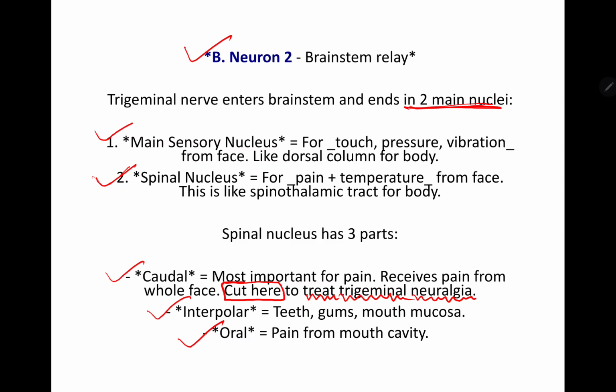Trigeminal neuralgia is when you have these shocking, continuous electrical impulses. You have to cut a certain portion to control it, so surgery should be done. The exact cut is the caudal part to treat trigeminal neuralgia. Next is the interpolar, which is for teeth, gums, and mouth mucosa. Next comes oral, which is pain from the mouth cavity. So these are the three parts of the spinal nucleus.